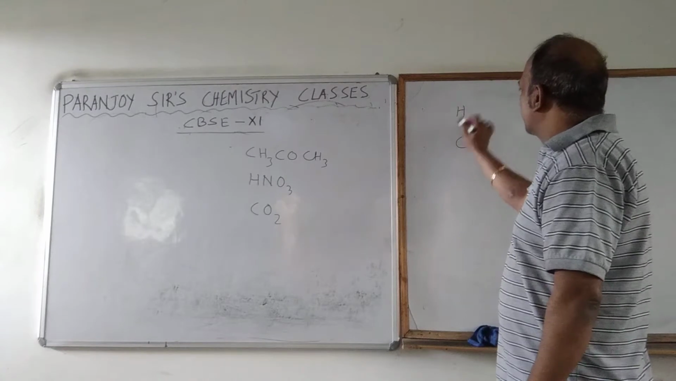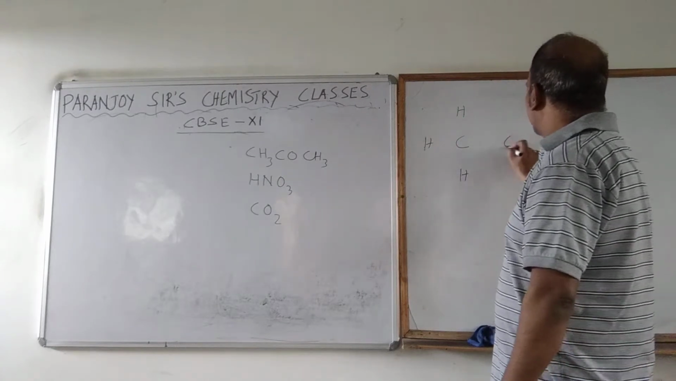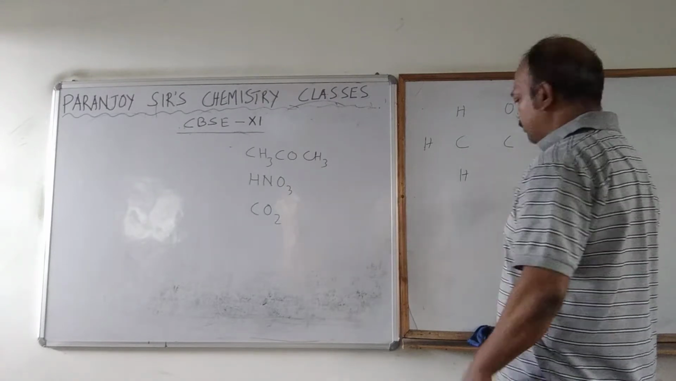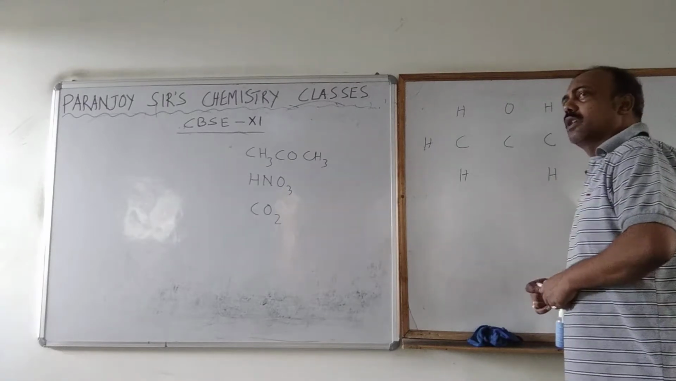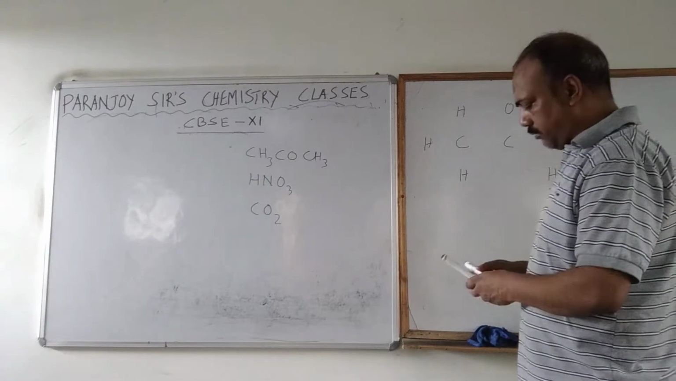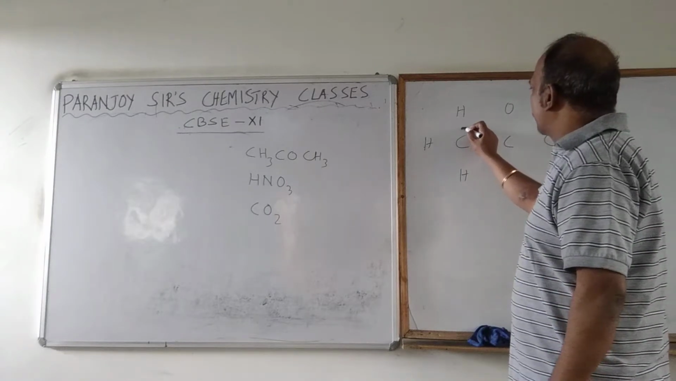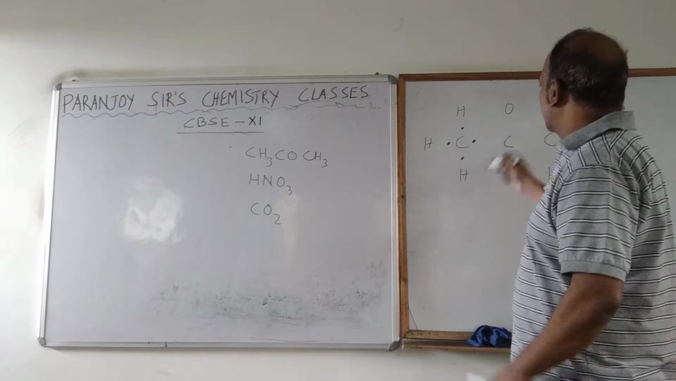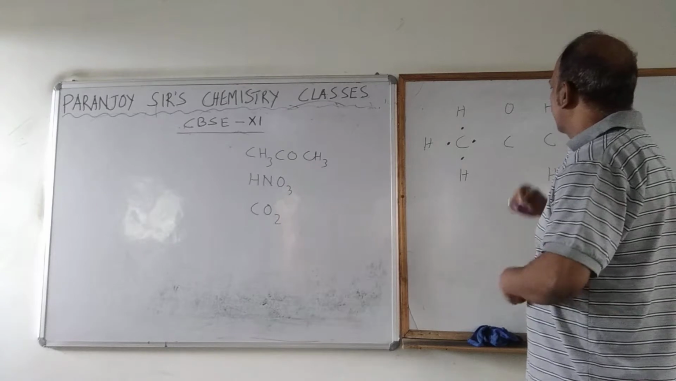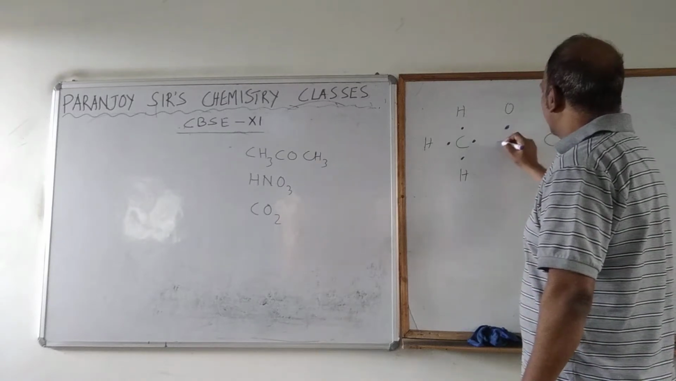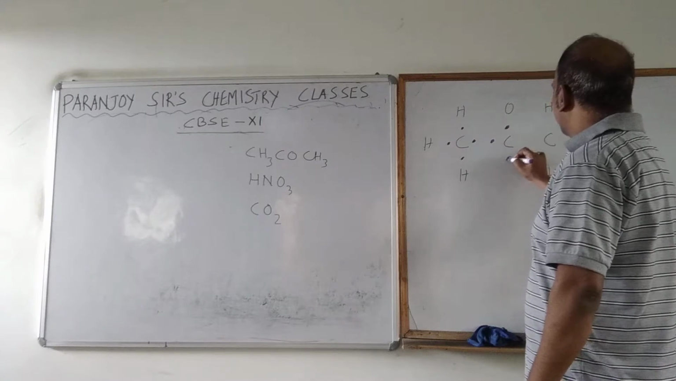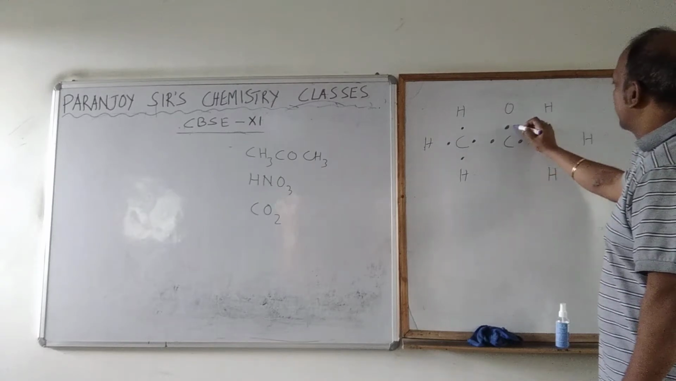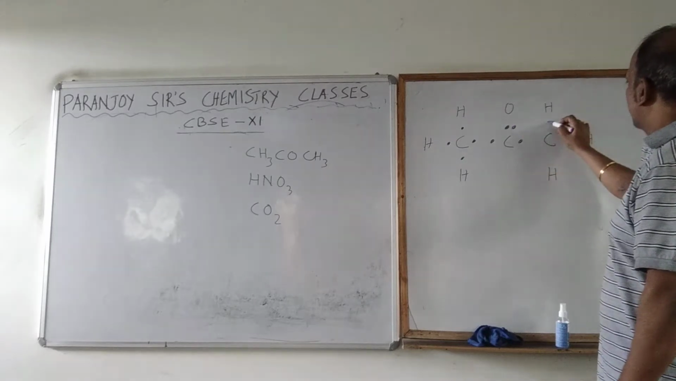C, H, H, H, C, O, C. I'm just giving you a hint of how these bonds will be arranged. You might be thinking, sir, how do you know it? We will come to know in due time. Here C has 4 valence electrons, 1, 2, 3 and 4. I'm drawing in a different color so that you can understand. This C also has 4, and this C has 4 valence electrons.